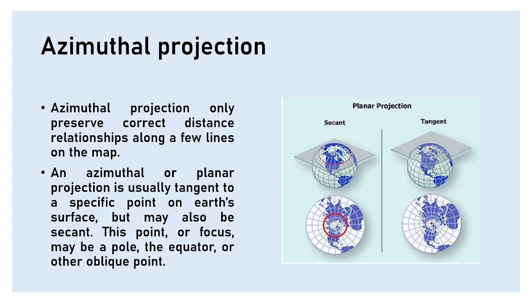Then we have the azimuthal projection, also known as planar projection. It only preserves the correct distance relationships along a few lines on the map. An azimuthal or planar projection is usually tangent to a specific point on Earth's surface but may also be secant. Secant is like it's cutting along a particular latitude. This red area you see, that plane is cutting along that, or it can be just tangent to a particular point also. This point or focus may be a pole, the equator, or some other oblique point. That is how azimuthal projection is done.